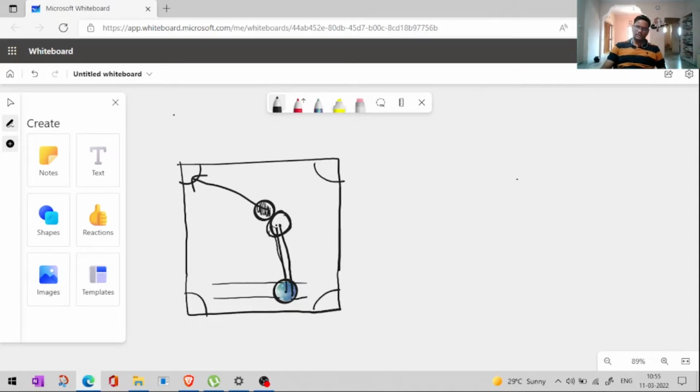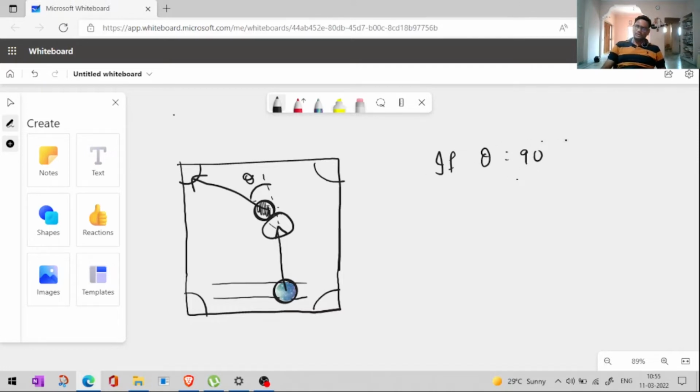It's not straight, I know that. Let me redraw this. So the striker final position has to come somewhere here. Assume this is a striker. I know I am very bad at drawing. And the angle between these two, theta, must be less than 90 degrees. If theta is equal to 90 degrees, then nothing will happen.